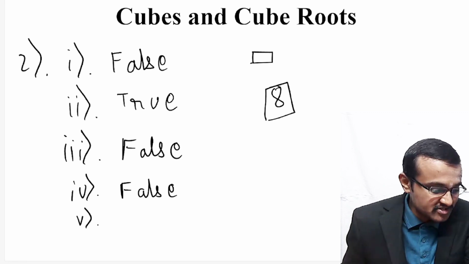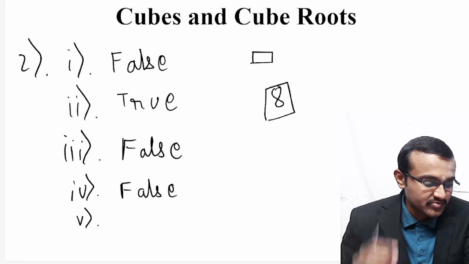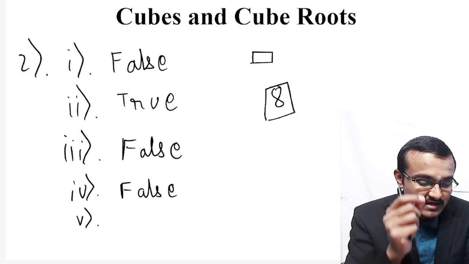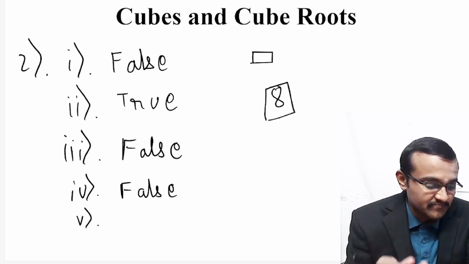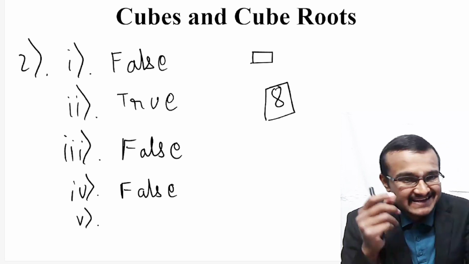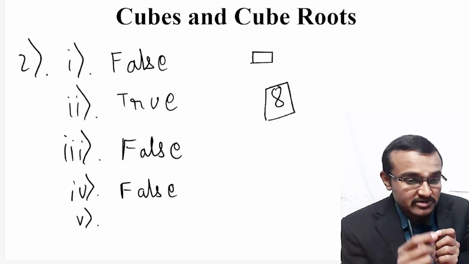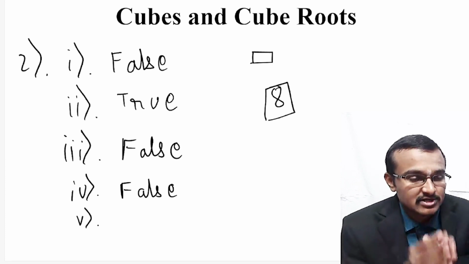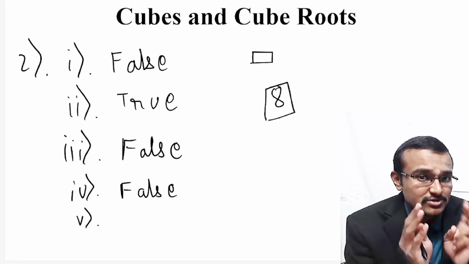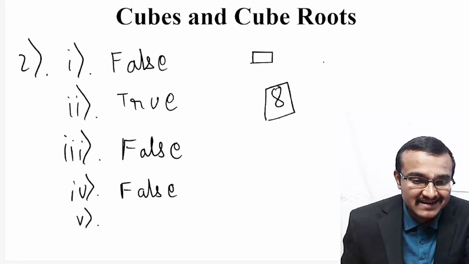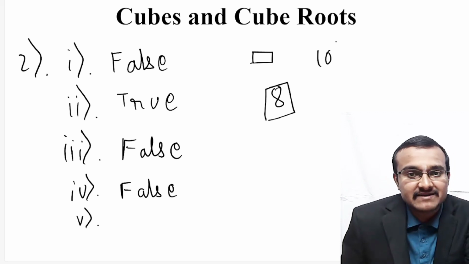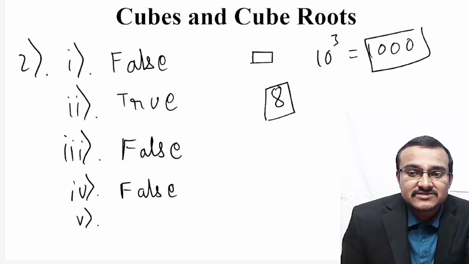So coming to the fifth question in this second question, they have given: the cube of a 2-digit number may be a 3-digit number. No, actually the cube of any 2-digit number has more than 3 digits. Let us take the least 2-digit number. The least 2-digit whole number is 10. So what is 10 cubed? 1000. Here you can clearly see there are 4 digits.